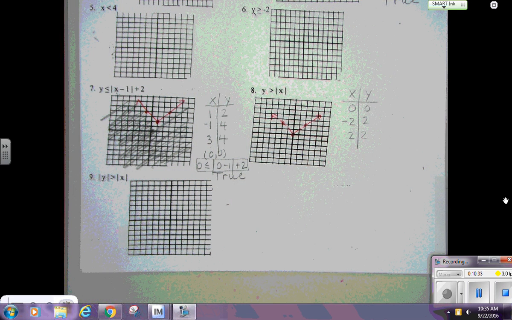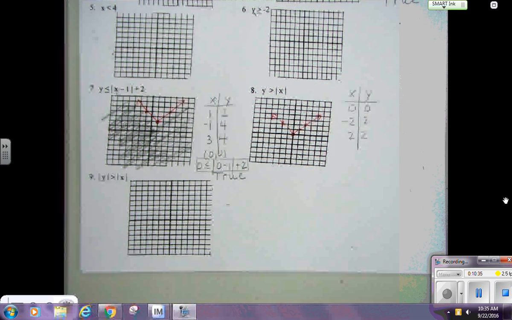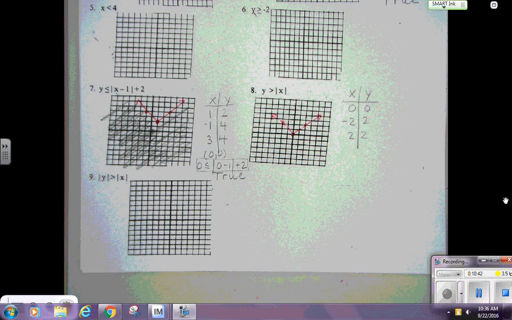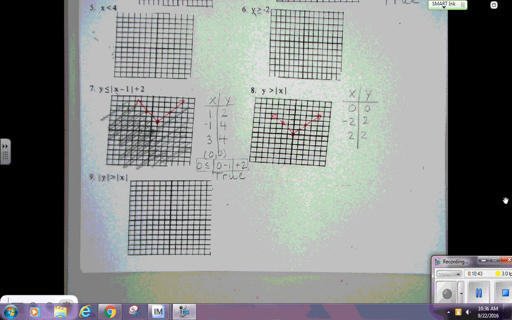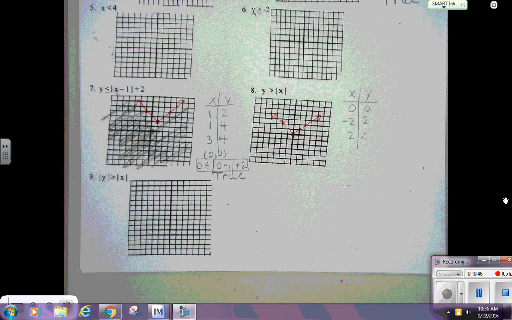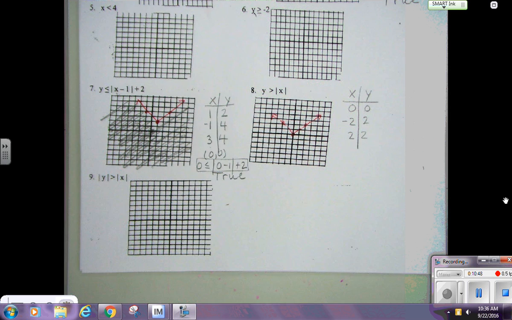Okay, so I have my shape drawn up there. It's going to be a dotted line because it's only greater than. The vertex is at 0, 0. And so I picked a point on either side of that vertex. I used -2 and +2 for my x. So I got my two other points, and I drew my shape. So now I need to decide if I'm going to shade inside or outside.